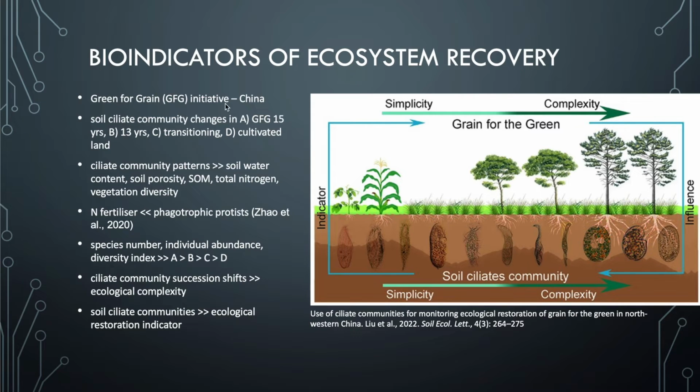So they looked at different land parcels, some that have been under recovery for 15 years, some 13, some were just transitioning, and some plots were still under cultivation. And they found that ciliate community patterns were very much dependent on soil water content, soil porosity, soil organic matter, total nitrogen, and vegetation diversity. So all of these factors were correlated with ciliate community patterns, and these factors had the greatest impact.